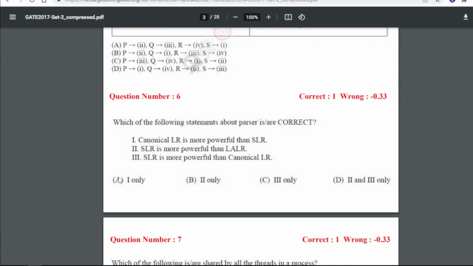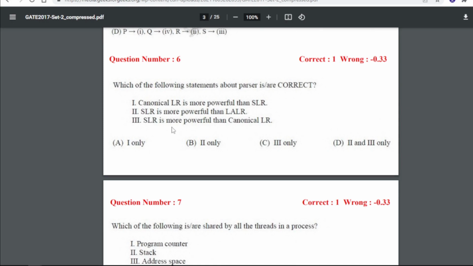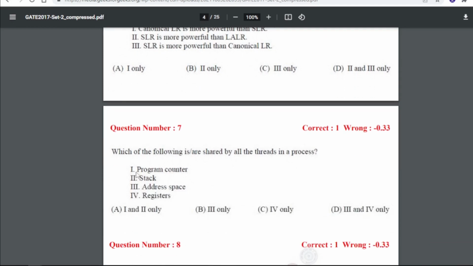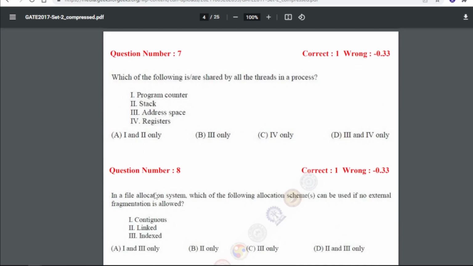Sixth is which of the following statements about parser is correct? Canonical LR is more powerful than SLR, SLR is more powerful than LALR, SLR is more powerful than canonical LR. So for 6 our answer is A, that is only one, canonical LR is more powerful than SLR. So we can say that CLR is more powerful than SLR. Seventh: which of the following is/are shared by all the threads in a process? So for 7 our answer is B, that is third only, address space.